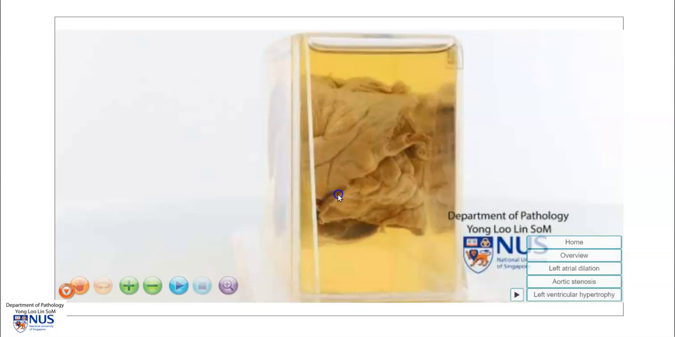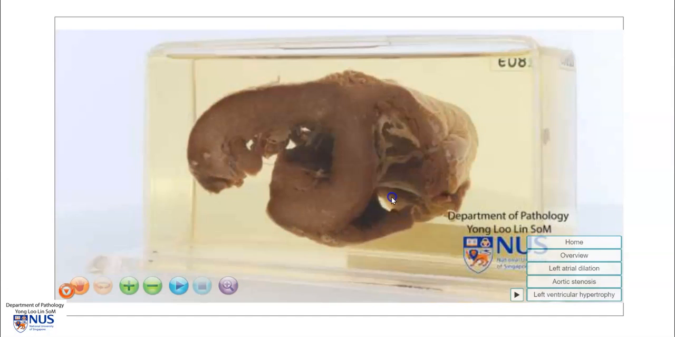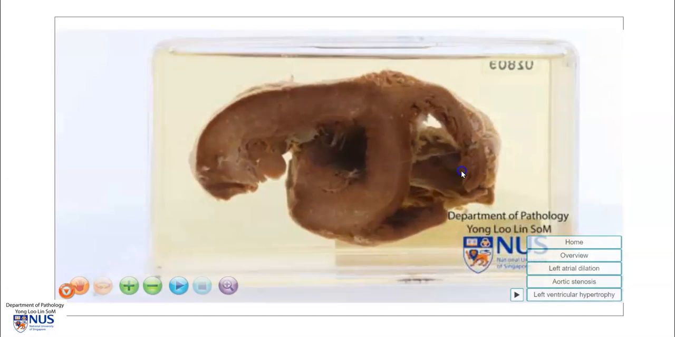And as a result of this increased pressure, the left ventricle often undergoes hypertrophy. So you can see that the left ventricular wall is thickened, and this is because of the increased pressure load on the left ventricle, which is trying to push out blood through a very narrowed aortic valve. And let's look at one more example.